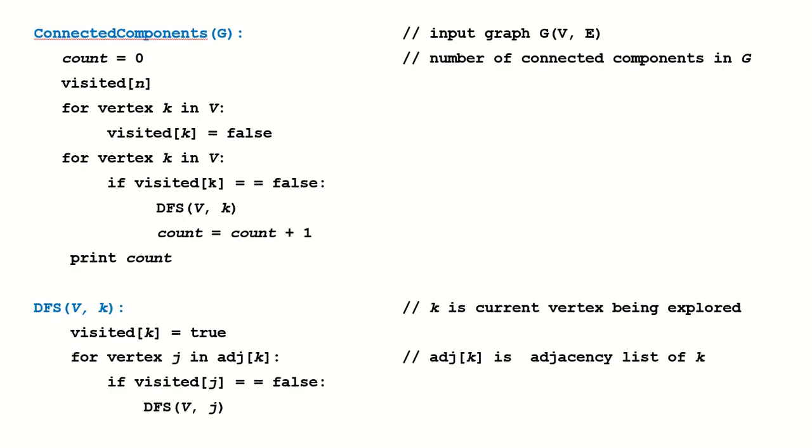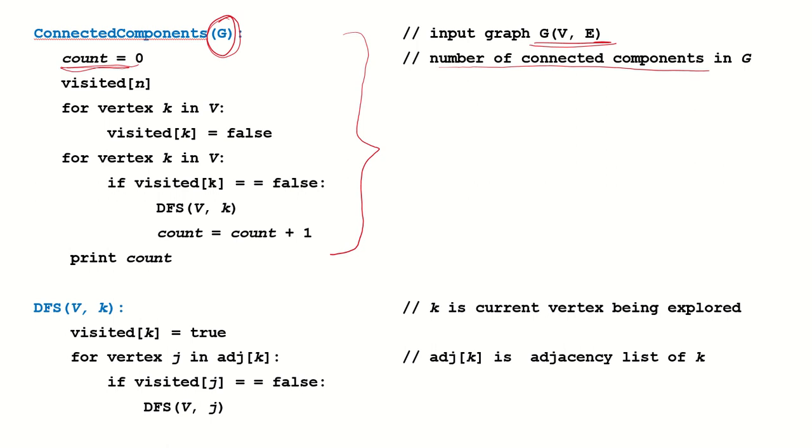So now we'll take a look at a pseudocode of finding connected components using depth-first search. So this is the pseudocode. This is the main function, which is the connected components, where the input is the graph with a set of vertices V and a set of edges E. Within this main function, we are going to initialize the variable count to 0. This count is going to give us the number of connected components in G.